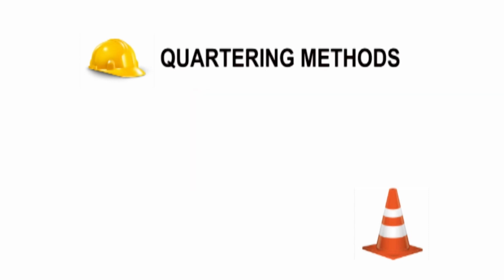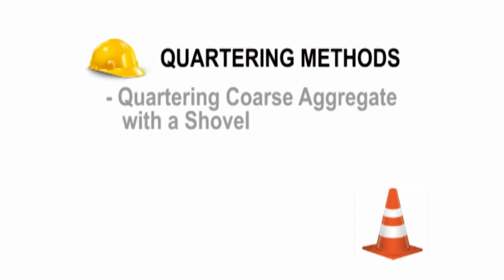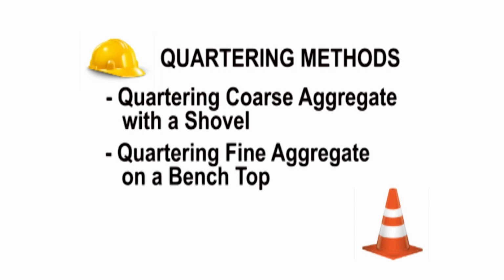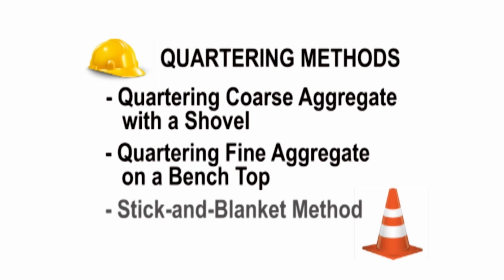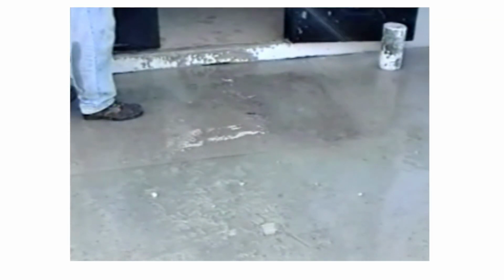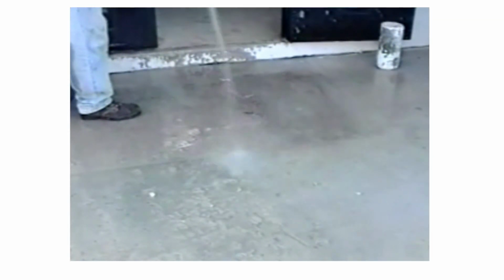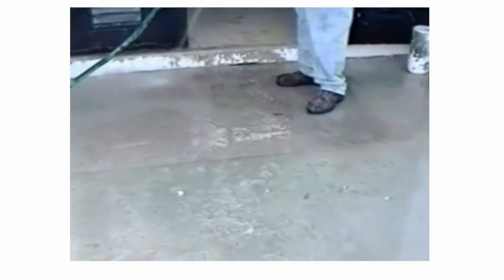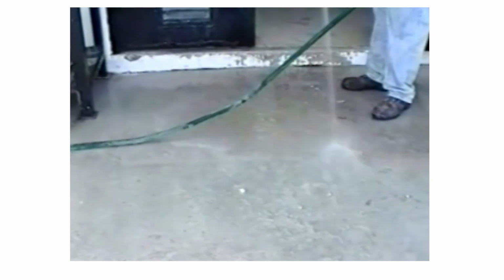You will review 3 quartering methods: quartering coarse aggregate with a shovel, quartering fine aggregate on a bench top, and the stick and blanket method. Let's begin by reviewing quartering coarse aggregate with a shovel on a clean, level, and smooth surface. The surface should allow only minimum loss of the sample during the quartering process.